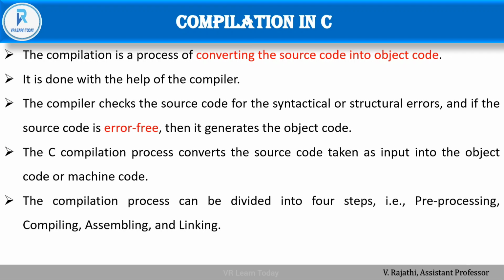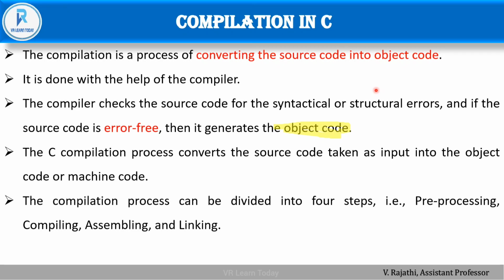Your source code must be error free, and then the object code will be generated, which is in .o format. Normally our source code is saved in .c format, and after the compilation it will create the object code, which is nothing but .o format.